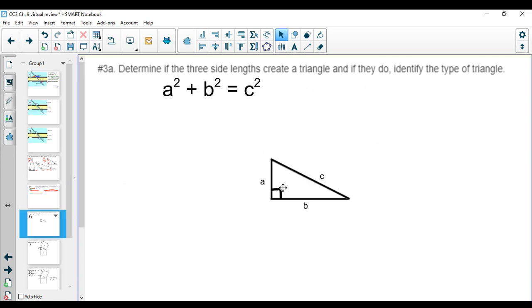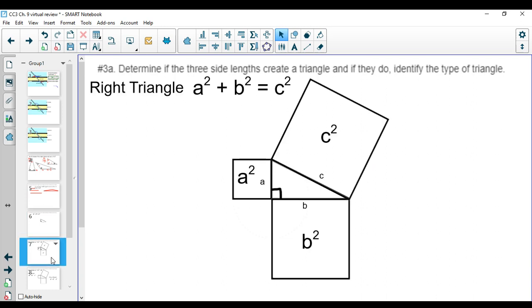So if we know that three sides will make a triangle, we need to identify the type of triangle. And we discovered that if you square the sides of our triangle and you add the two smaller ones together, it will always equal the largest square. We're not talking about adding the short two legs together to equal the hypotenuse. The legs are the two shorter sides. Hypotenuse is always the longest. The legs will also be the ones that make up that right angle. You need to square them.